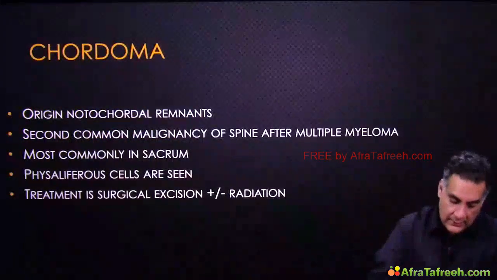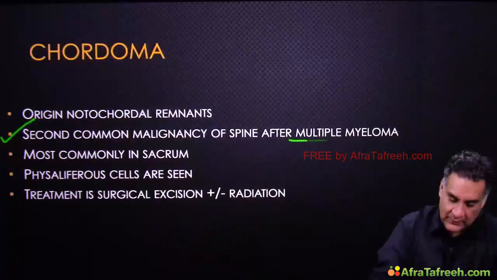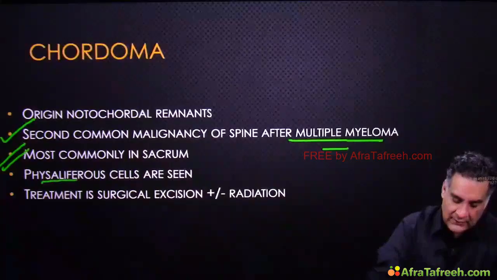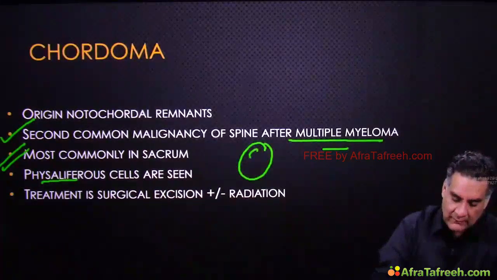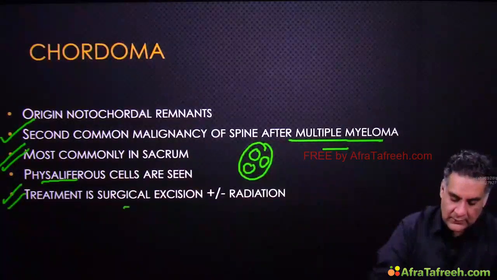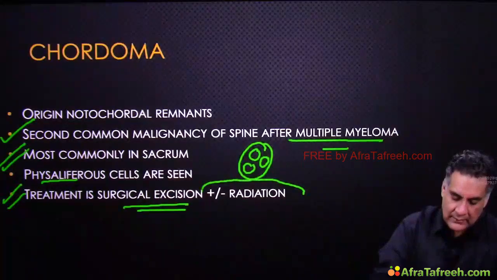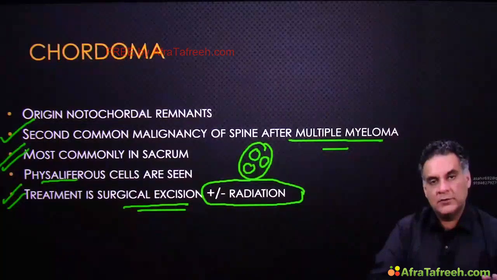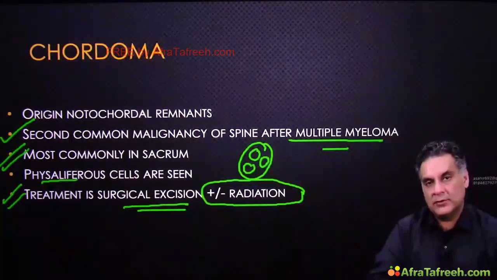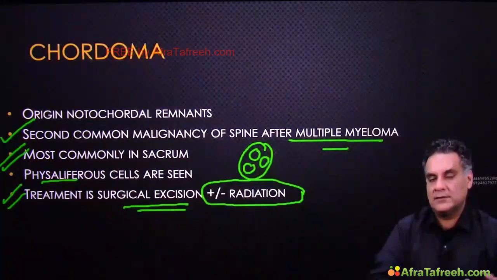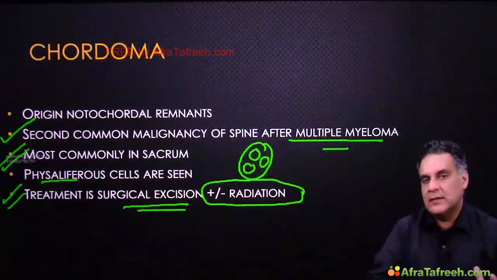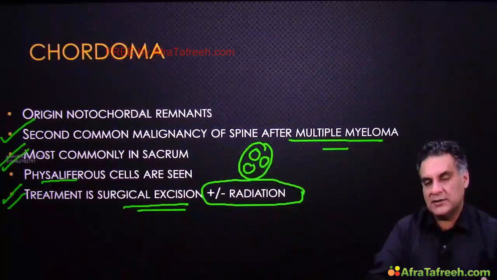Chordoma, second common malignancy of spine after multiple myeloma. Most commonly located in sacrum. They have cells which have vacuoles in them. Treatment is surgery plus minus radiotherapy. Remember, in orthopedics, we don't use radio because in ortho, we don't like radio. So that's how you remember that. When we choose ortho, we leave radio. So in ortho, rarely the indications of radiotherapy exist.